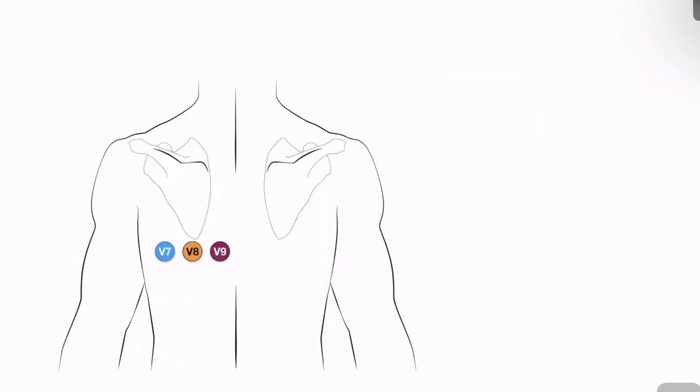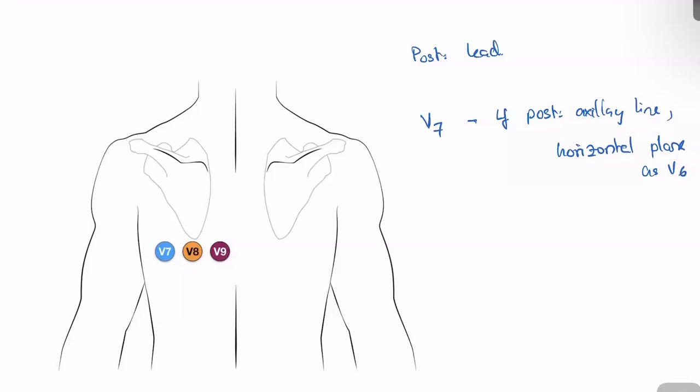Another thing is the posterior leads. If we want to record posterior MI, we can see the mirror image at V1, or for a more precise method, we can use the posterior lead placement. So where do we place? V7 is at the left posterior axillary line, in the same horizontal plane as V6. V8 is at the tip of the left scapula. V9 is at the left paravertebral region.